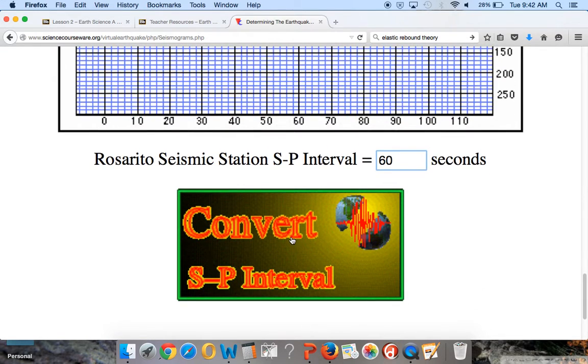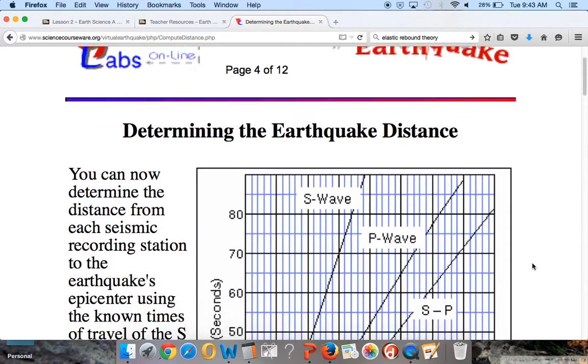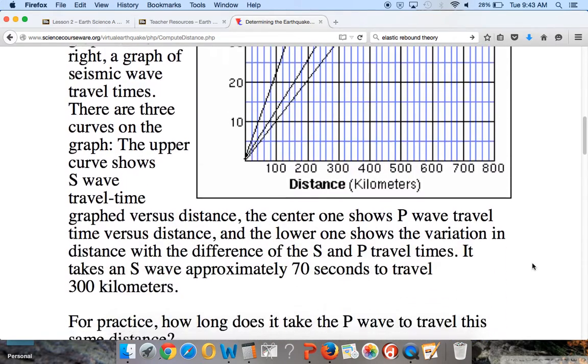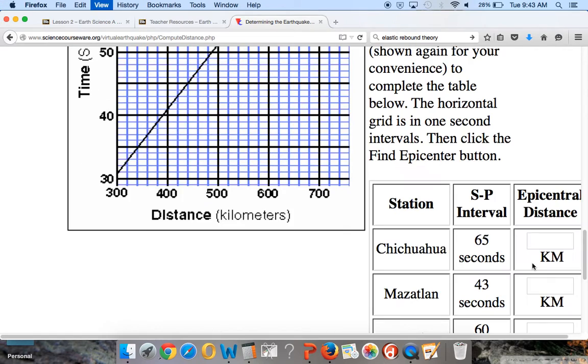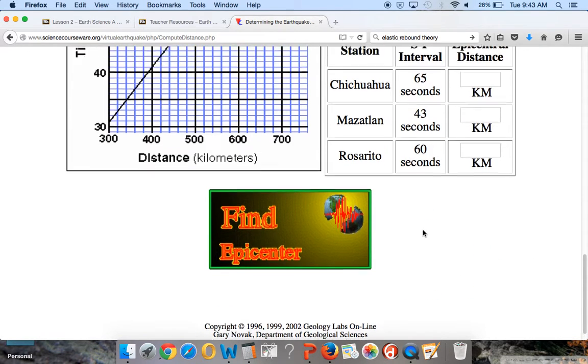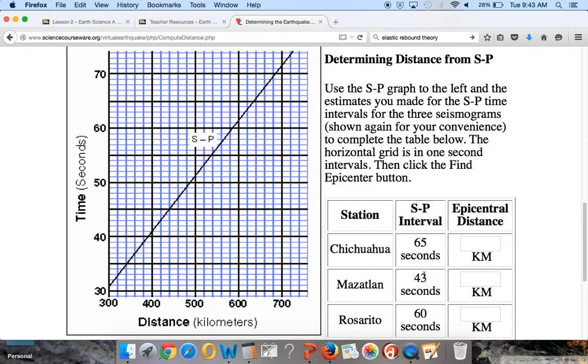Now we know how long it's taken for the S wave to arrive after the P wave. We can use that information and a graph to figure out how far away from each of those stations the earthquake actually was. So we're going to use this chart, and again, it's important that you read through this because you will be tested on that information. I'm going to make this a little bit smaller again. Here are those times that I put in on the previous page. The first one, 65 seconds away. You'll notice over here we have time on the vertical axis, and on the horizontal axis is distance. So we'll go up to 65.